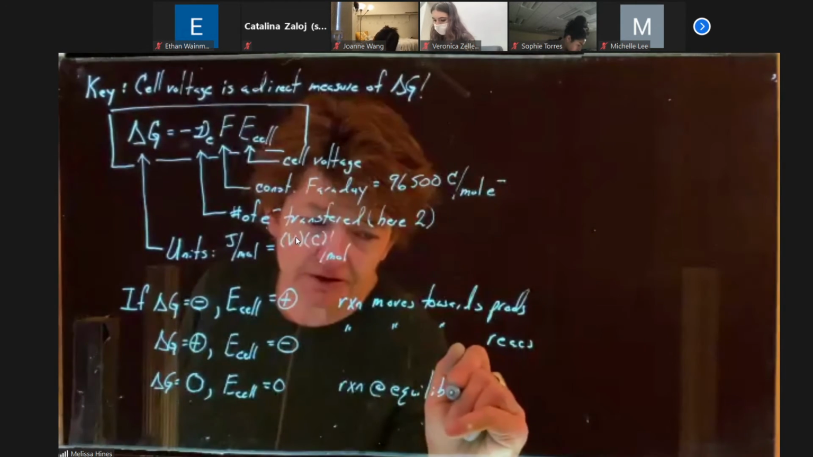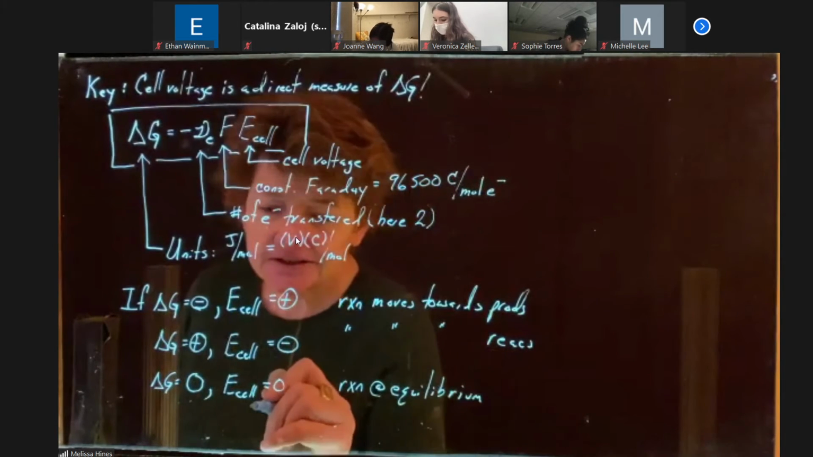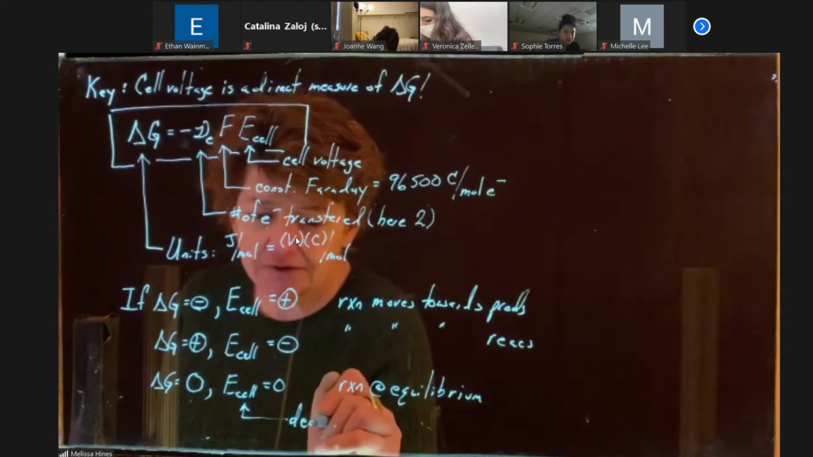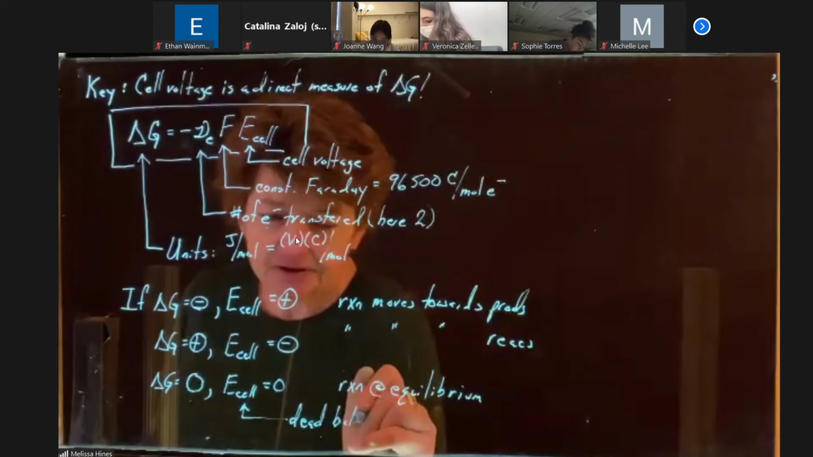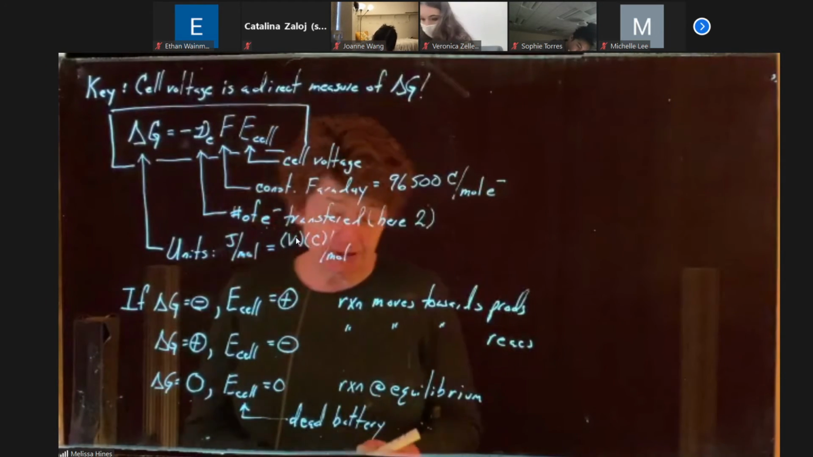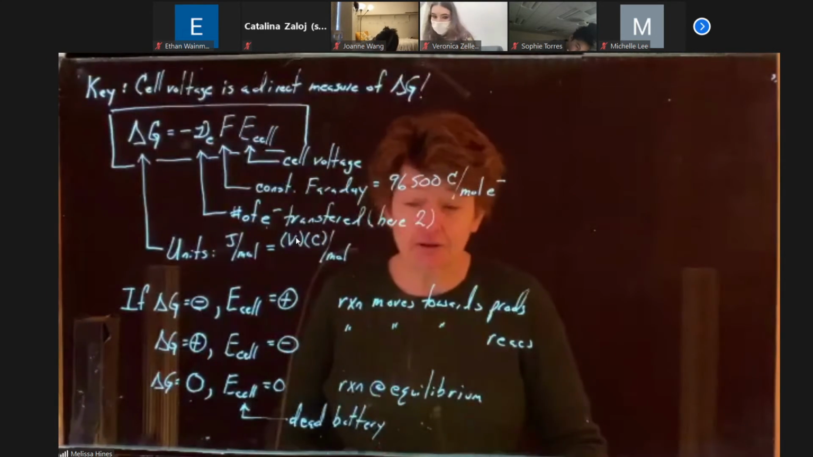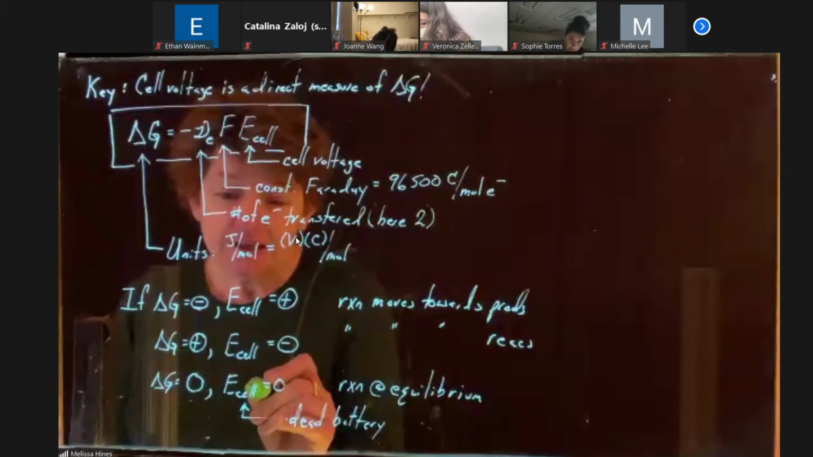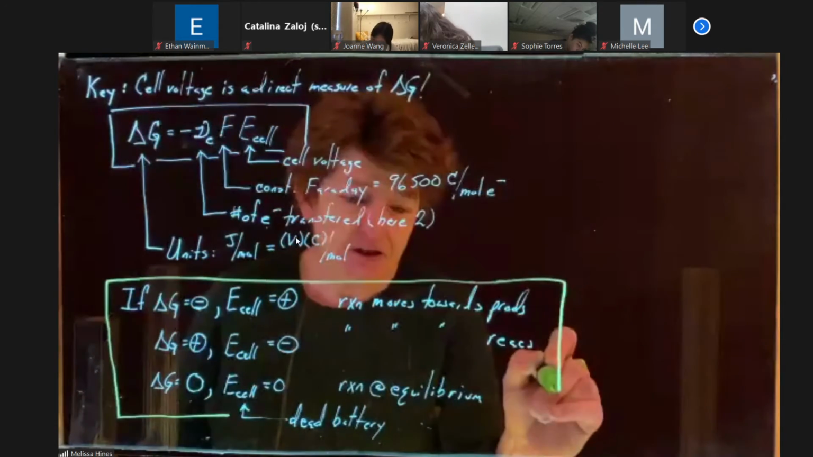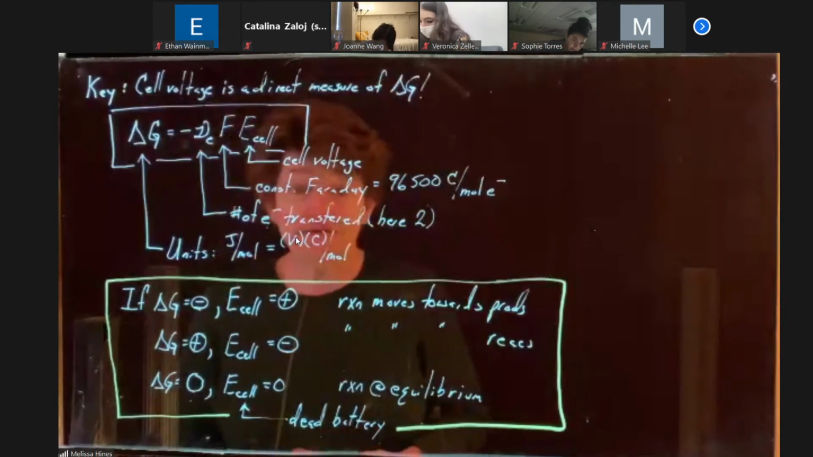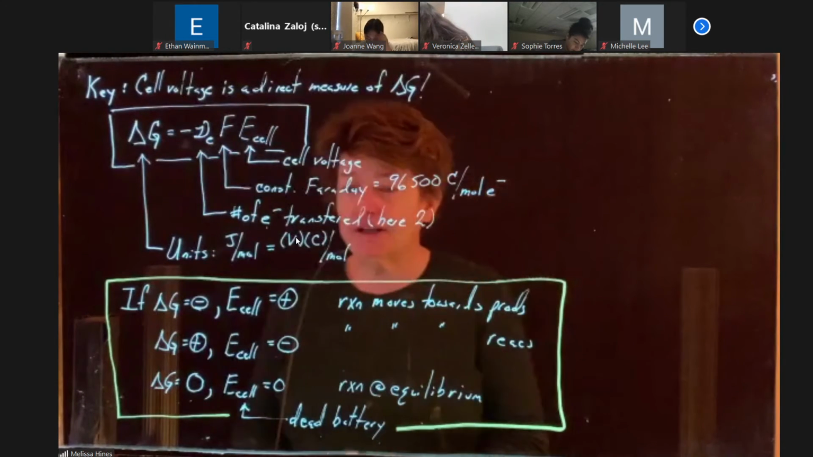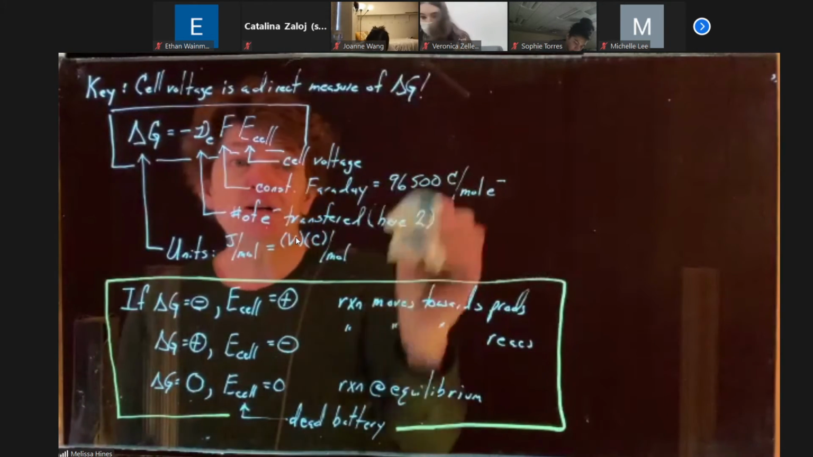But the really important concept here is that if E cell is equal to 0, this is what we know as a dead battery. When you have a dead battery, you have a battery that has come to equilibrium. If the battery has come to equilibrium, there is no reaction that is going to drive electrons from reactants to products. And since there's no reaction to drive, there is no energy for your laptop. So that's how we are going to relate E cell to delta G.